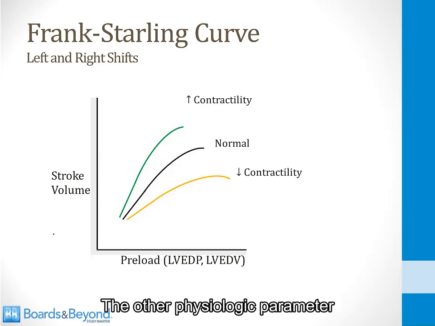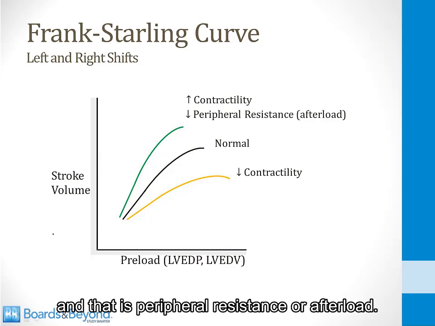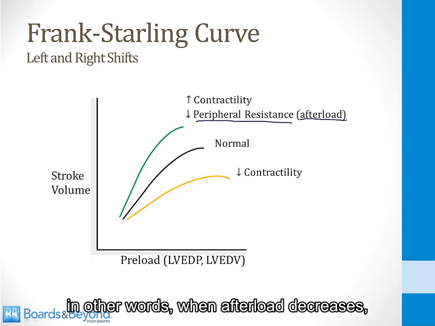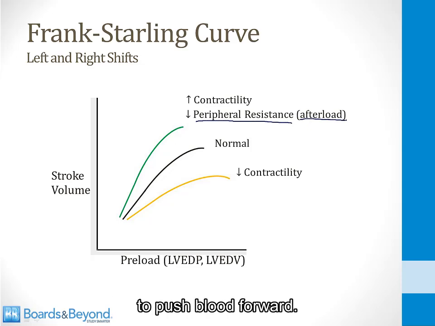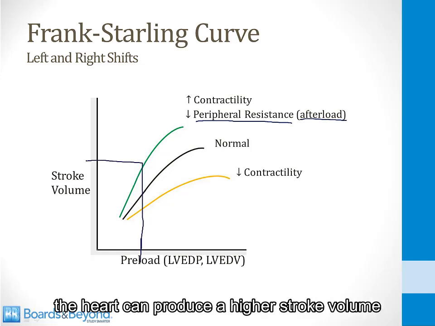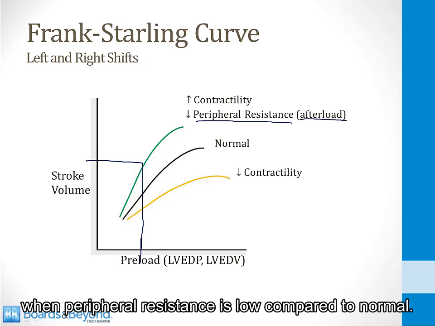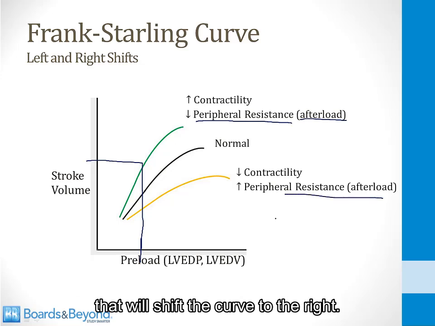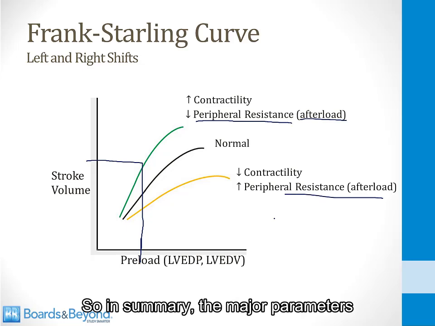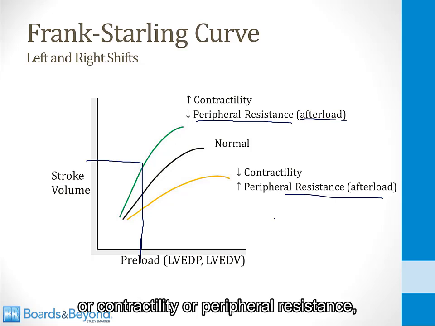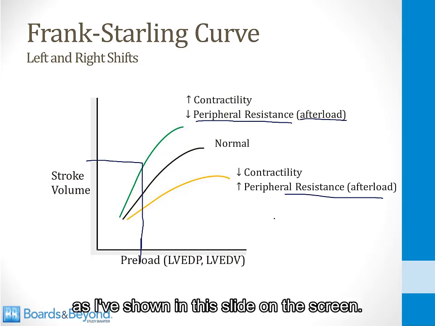The other physiologic parameter that can shift the curve left or right is a little trickier to understand, and that is peripheral resistance or afterload. When the peripheral resistance to the left ventricle drops, in other words, when afterload decreases, it makes it easier for the heart to push blood forward. This means that for a given preload, the heart can produce a higher stroke volume when peripheral resistance is low compared to normal. By the same arguments, if peripheral resistance increases, in other words, if the afterload goes up, that will shift the curve to the right. So in summary, the major parameters that shift the Starling curve either left or right are contractility or peripheral resistance. They change the Starling curve as I've shown on this slide on the screen.